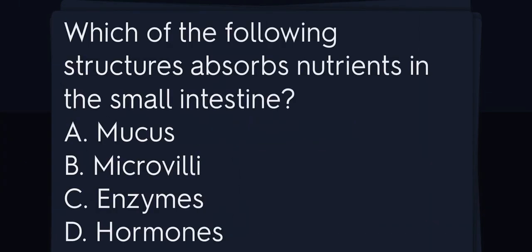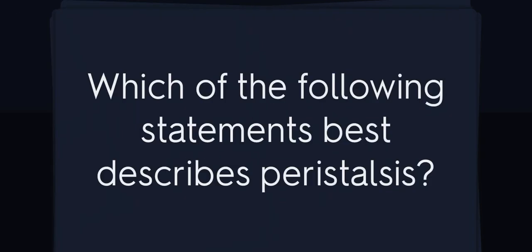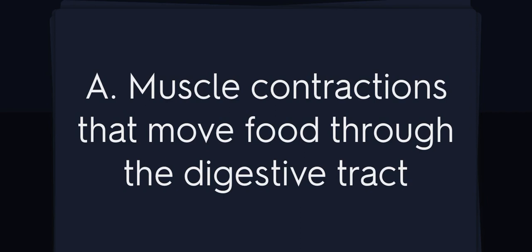Which of the following structures absorbs nutrients in the small intestine? A. Mucus. B. Microvilli. C. Enzymes. D. Hormones. B. Microvilli. Which of the following statements best describes peristalsis? A. Muscle contractions that move food through the digestive tract.